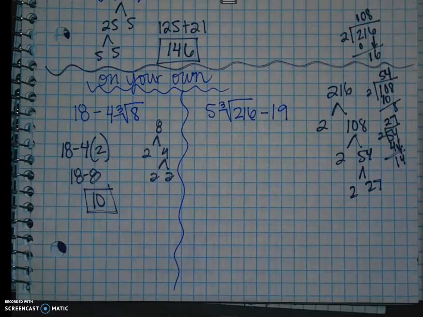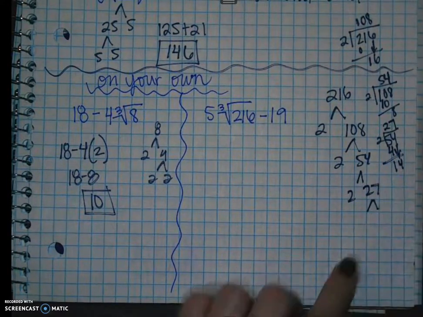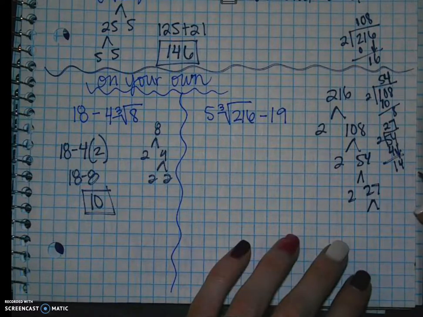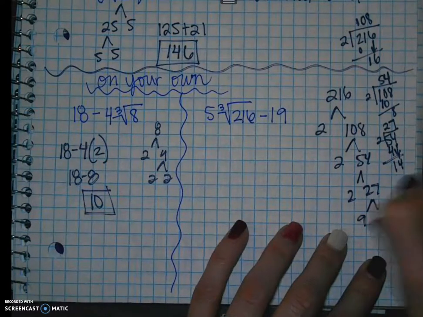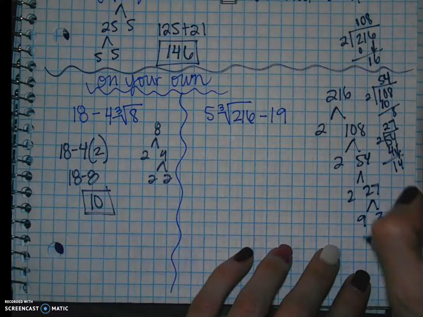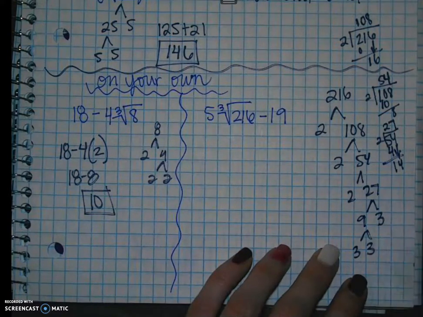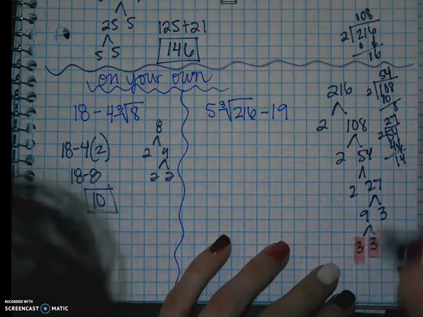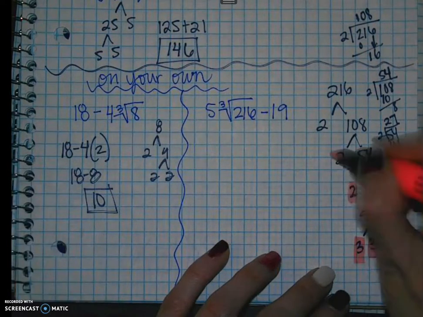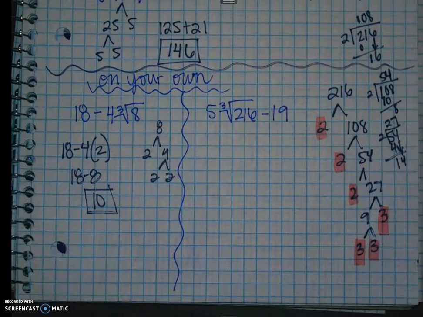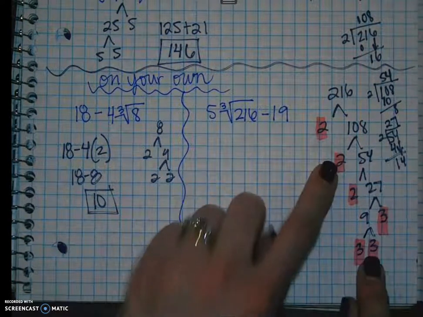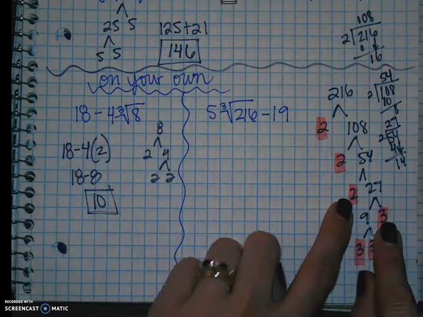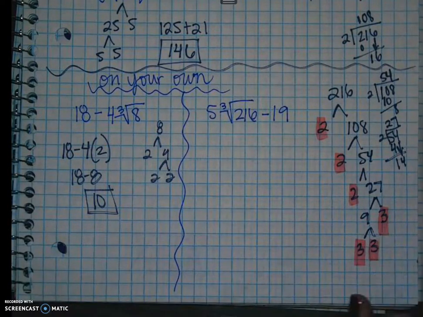Now hopefully you know that 27 is divisible by what? 9 times 3. And 9 is broken down by 3 and 3. So guys, look at what you have. You have 3 3s and 3 2s. That means you're going to put them together. So you have 3 times 2, 3 times 2, 3 times 2. That should let you know that the cube root of 216 is 6.